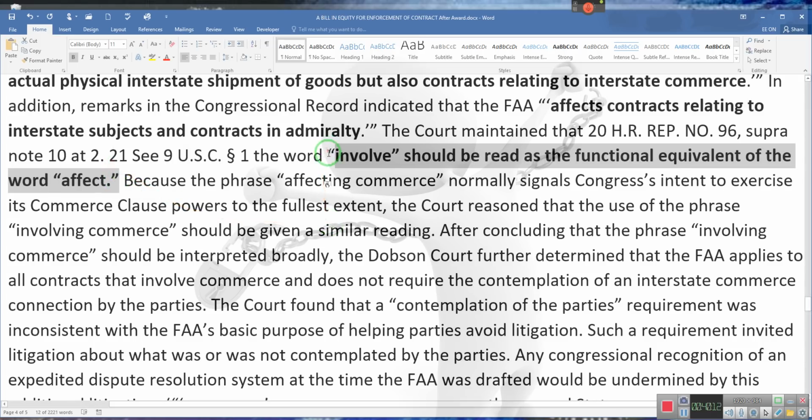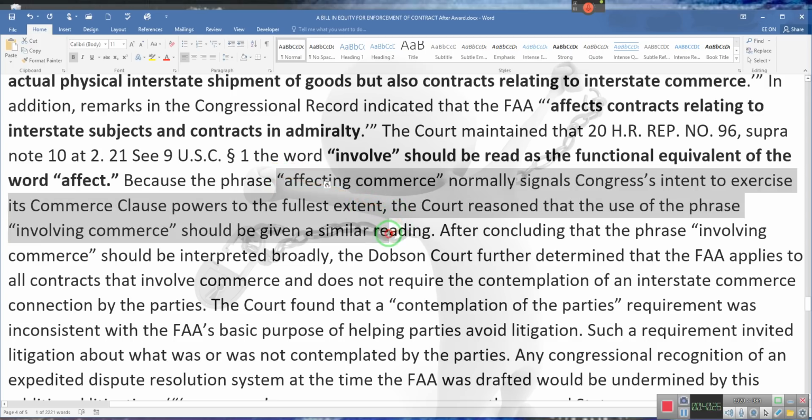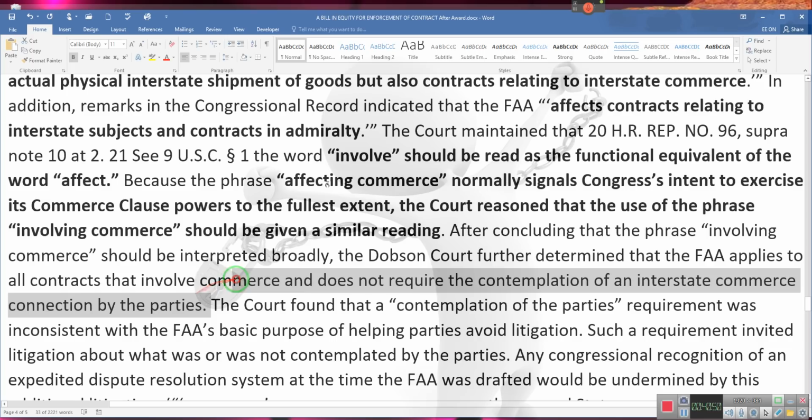Because the phrase affecting commerce, gotta bold this too, y'all, normally signals Congress' intent to exercise its Commerce Clause power to its fullest extent, the court reasons that the use of the phrase involving commerce should be given the same connotation. After concluding that the phrase involving commerce should be interpreted broadly, the Dobson Court further determined that the FAA applies to all contracts that involve commerce and does not require the contemplation of an interstate commerce connection to the parties.